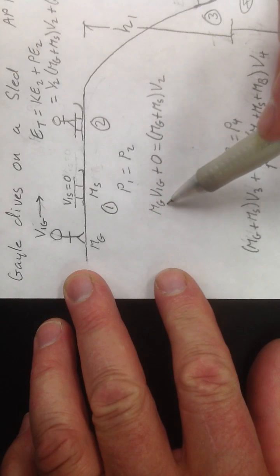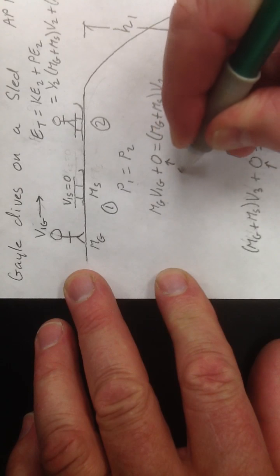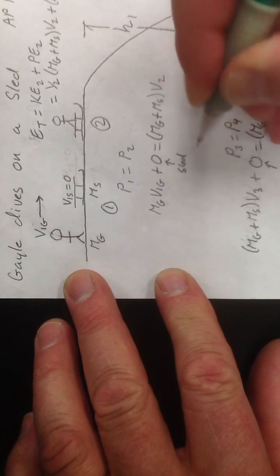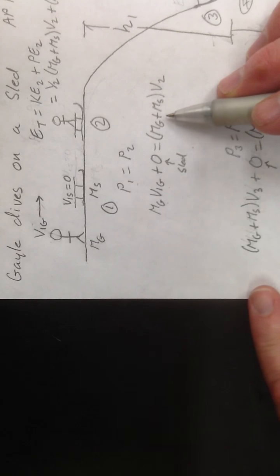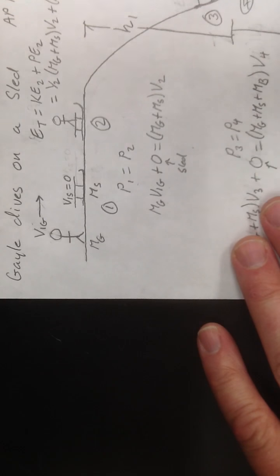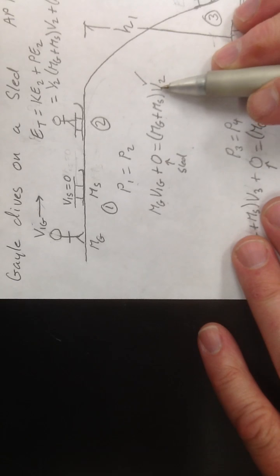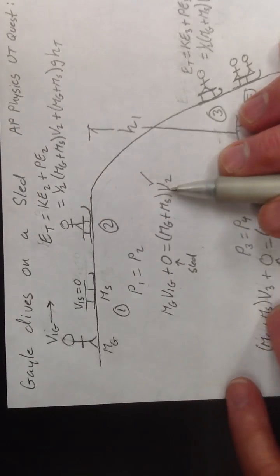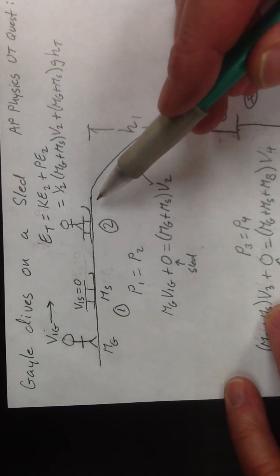All right, so we have Gale and her velocity. Here, the sled is at rest. So when she jumps on it, we have a perfectly inelastic collision, and that allows us to solve for this velocity. Now she's got some velocity, and therefore some kinetic energy at the precipice of this hill.